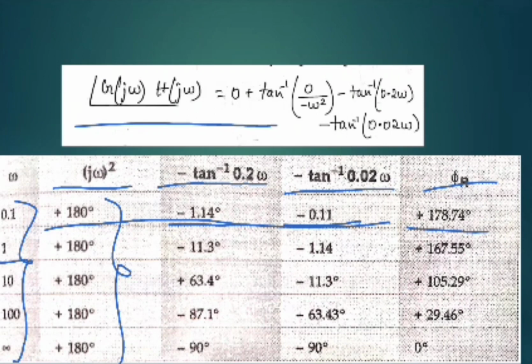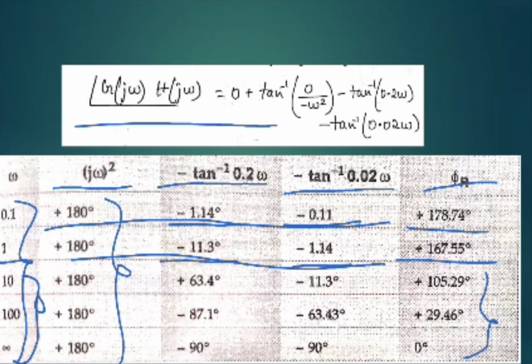Next, for 1 radian per second, finding the value of minus tan inverse of 0.2 into 1 gives minus 11.3 degrees, and minus tan inverse of 0.02 into 1 gives minus 1.14. Adding these three angles, the resultant will be plus 167.55 degrees. Similarly, finding the rest of the three values with the resultant angle, we get 105.29, plus 29.46 and 0 degrees.